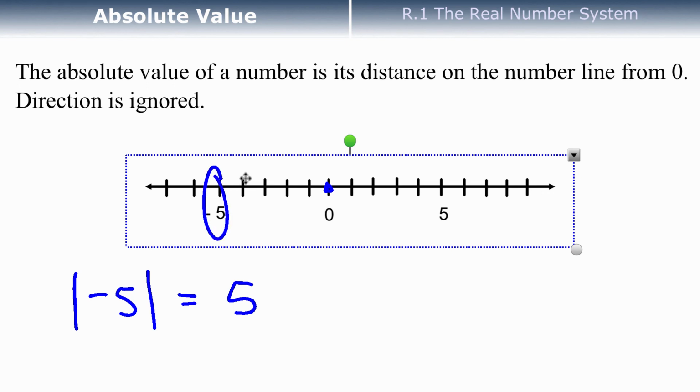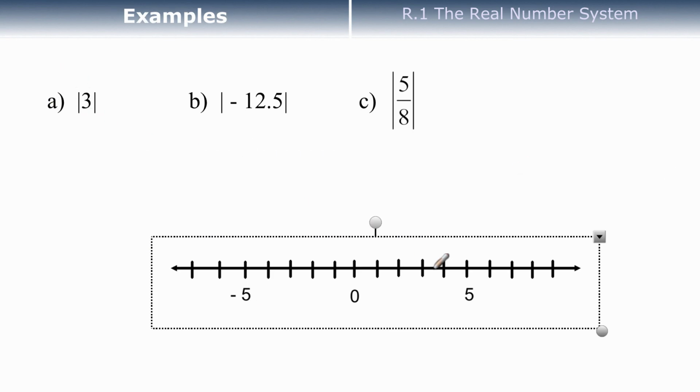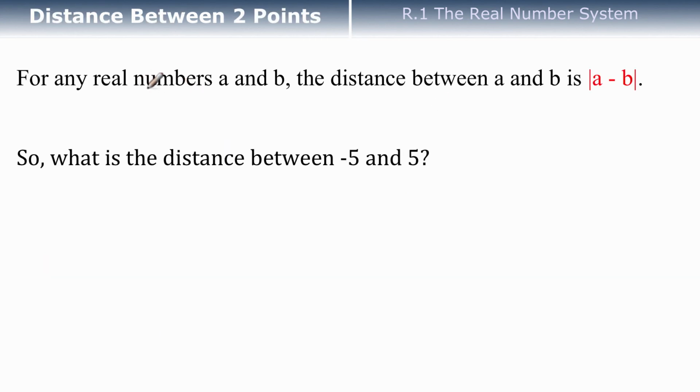So if you're at negative 5 here, you're 1, 2, 3, 4, 5 units away from 0. So they don't care what direction it is, it's just how far from 0 are you. Here's a couple questions. So absolute value of 3, 3's, whoops, that's 4. 3's right there, how far are you from 0? You're 3. Negative 12.5, that's over here somewhere. How far from 0 are you? I don't care which way, you are 12.5 units away from 0. Similar if I had a fraction, 5/8, that would be in here somewhere. How far from 0 are you? You're just 5/8.